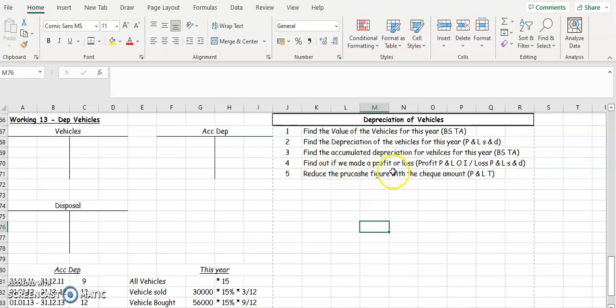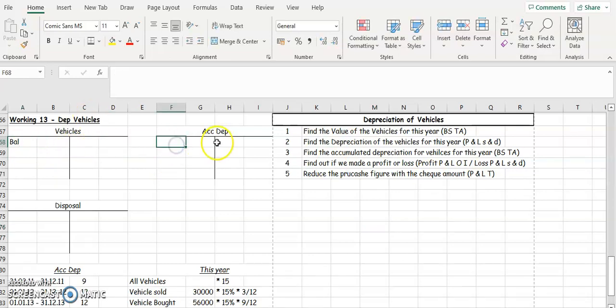Find out if you made a profit or loss as part of a disposal. If you made a profit, it goes to operating income. If you made a loss, it goes into your selling and distribution. Remember, a profit will be on the debit side, a loss will be on the credit side. And then we need to reduce the purchase figure with the check amount that goes into your profit and loss and your trading.